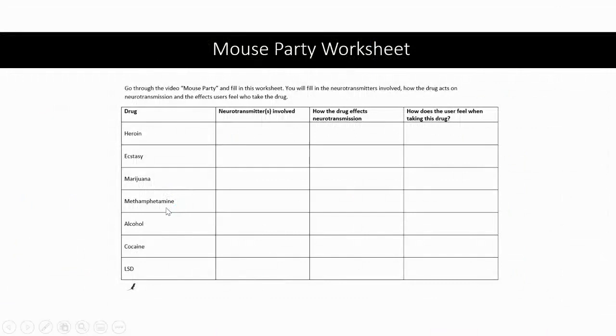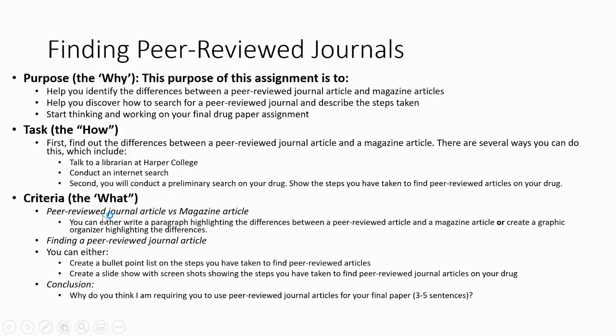Okay, moving on. The next assignment is finding peer-reviewed journals. Now this assignment is related to your drug research paper. The purpose of this assignment is, first, if you don't know what a peer-reviewed journal is, to research it and find out what a peer-reviewed journal is and why it's important to find research from peer-reviewed journals.